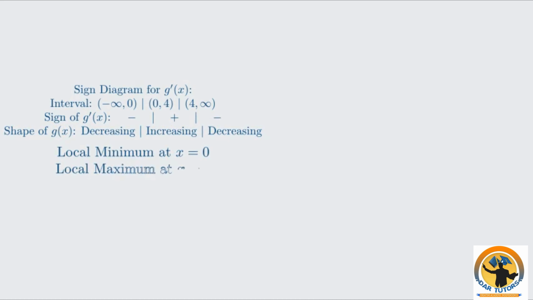For x less than 0, g prime of x is negative, so g of x is decreasing. Between 0 and 4, g prime of x is positive, so g of x is increasing. For x greater than 4, g prime of x is negative, so g of x is decreasing. From this, we can conclude that there is a local minimum at x equals 0 and a local maximum at x equals 4. Now let's analyze the sign diagram for g double prime of x.